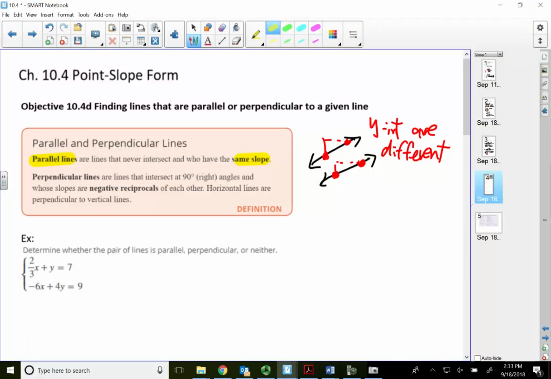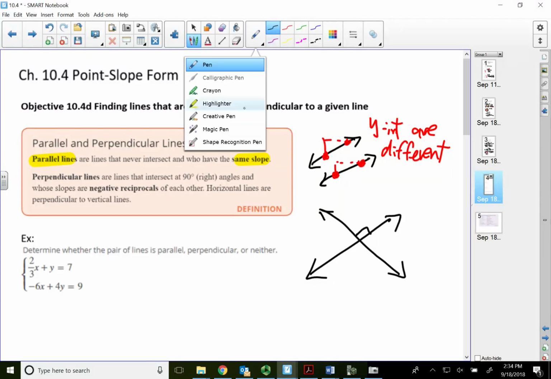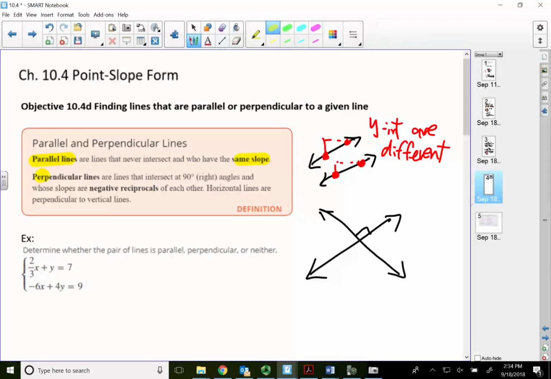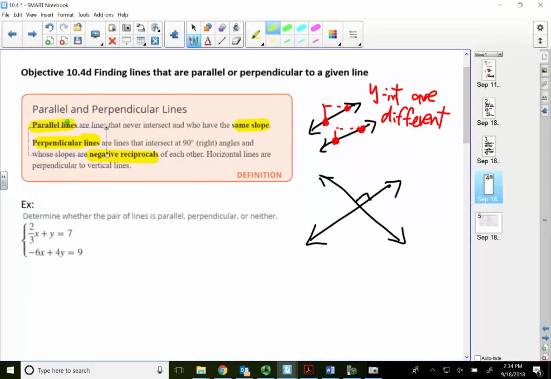For perpendicular lines to intersect at exactly 90 degrees, it turns out one line has got to have a positive slope and the other line a negative slope. To be exactly at 90 degrees, the slopes have got to have opposite signs, and their numerical values also have got to be reciprocal to one another.